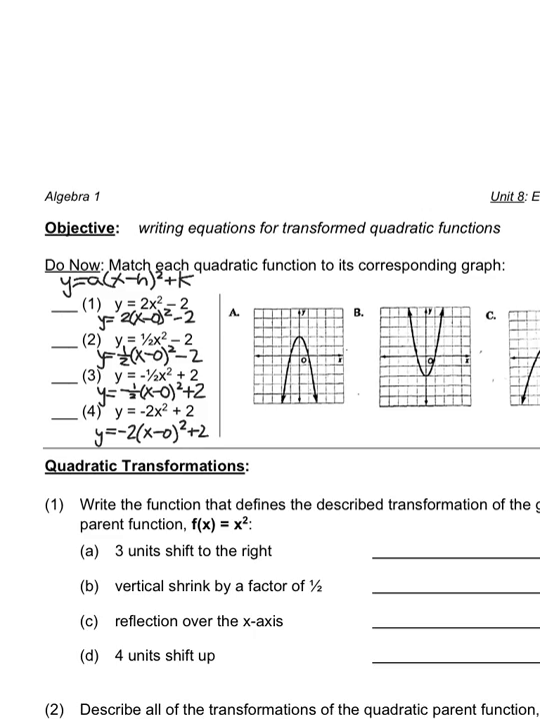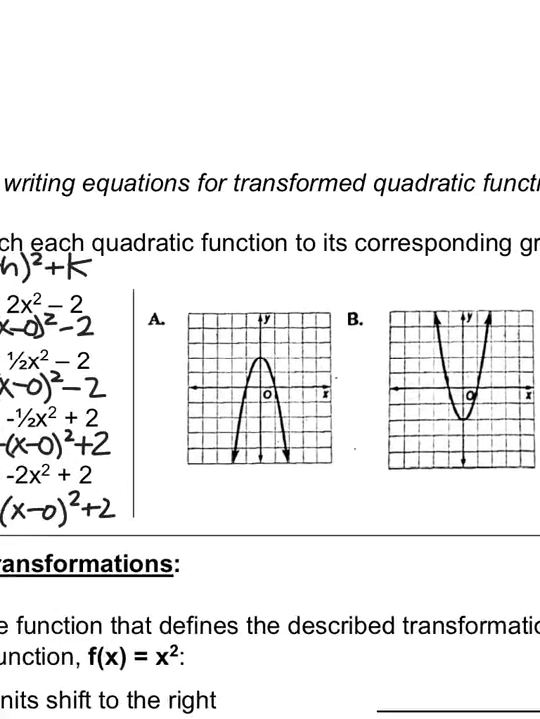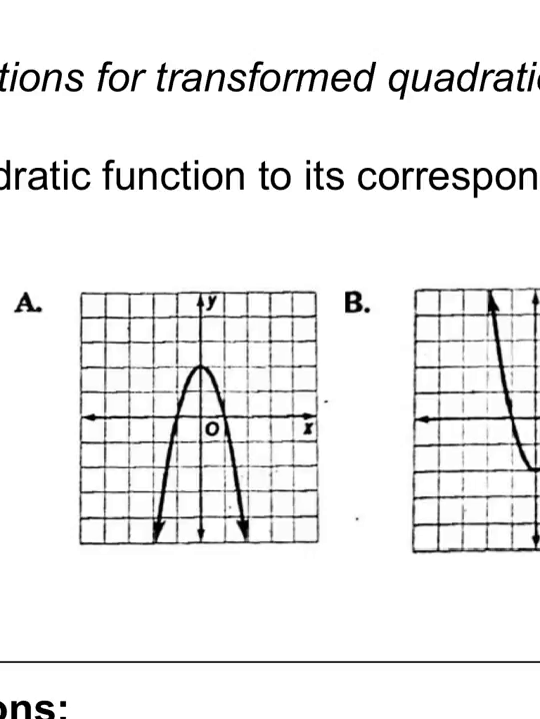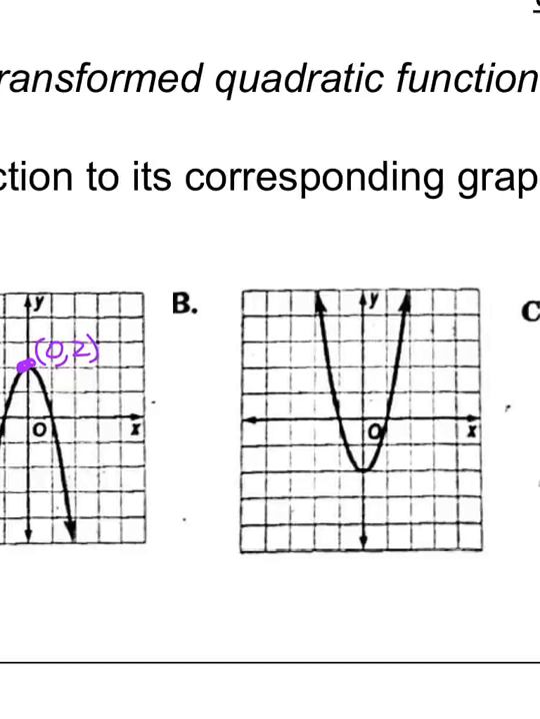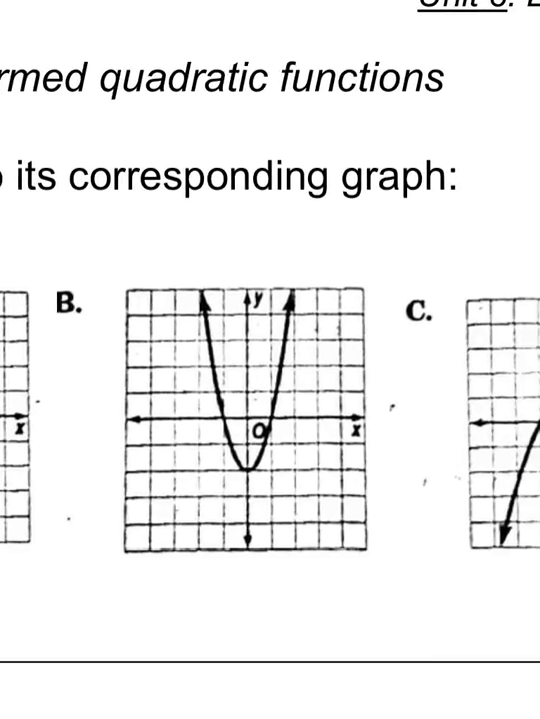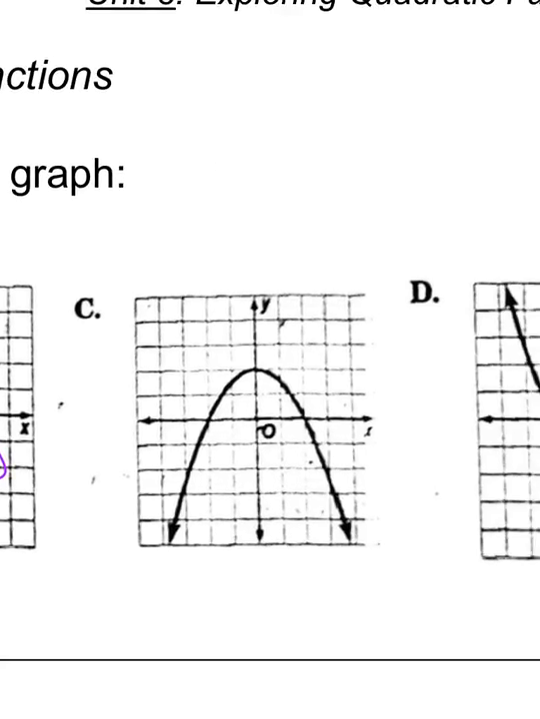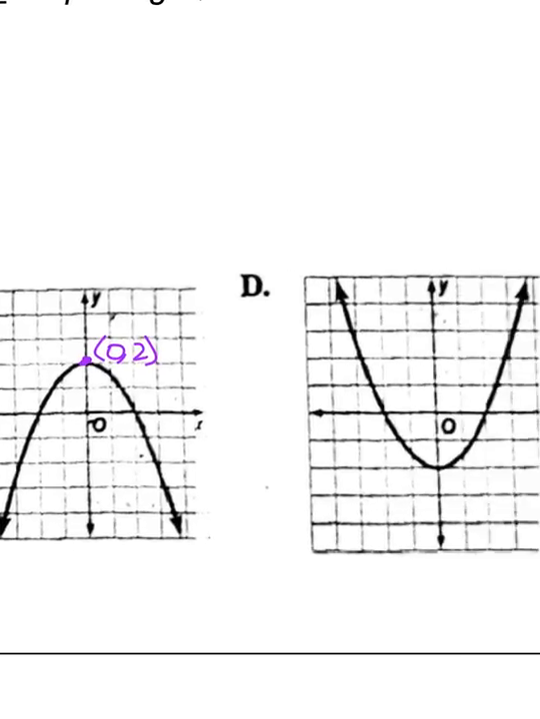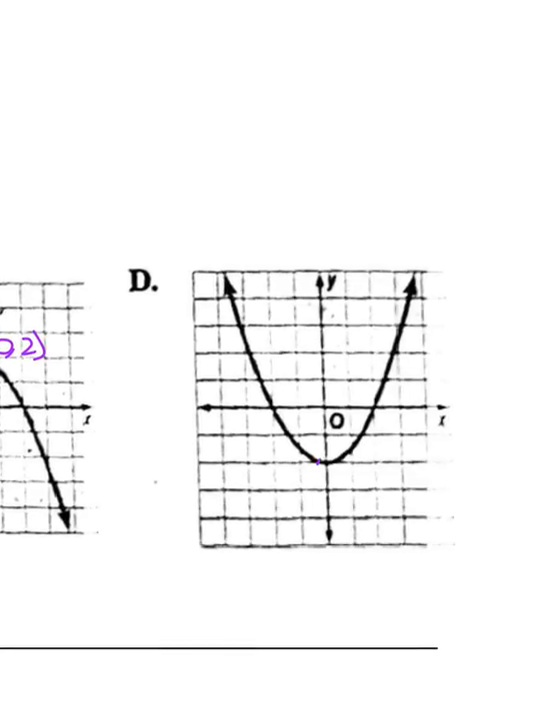If I take a look at the first graph, and you know what, I'll zoom in on each one, and we're just going to identify the vertices. A plural for vertex. This one has a vertex of 0, 2. This one has a vertex of 0, negative 2. This one has a vertex of 0, 2. And this one has a vertex of 0, negative 2.